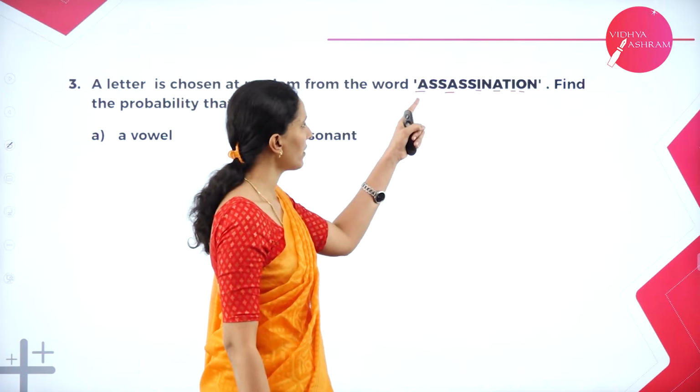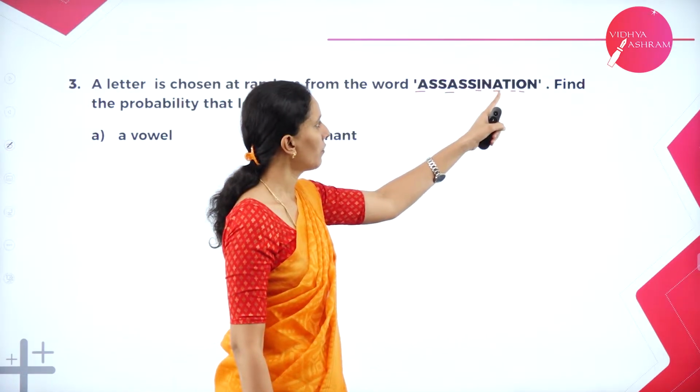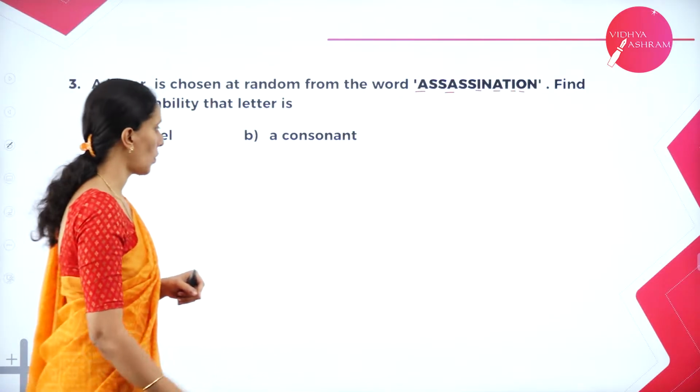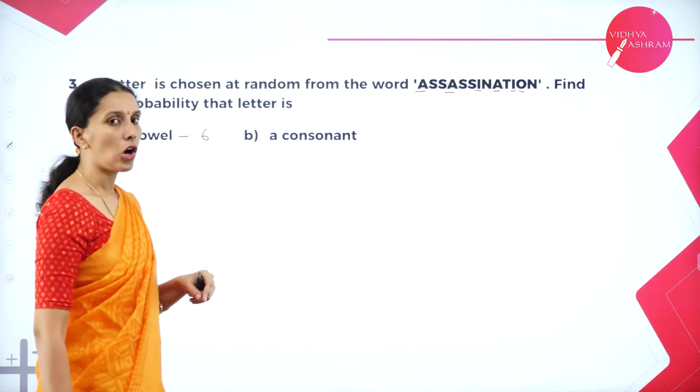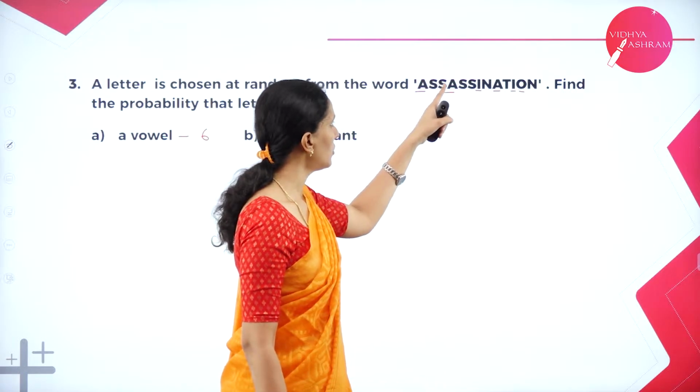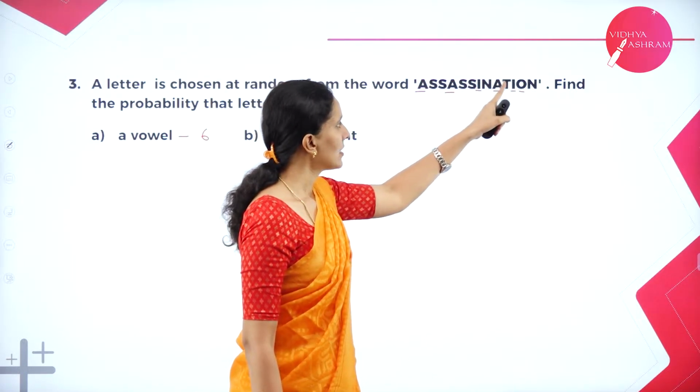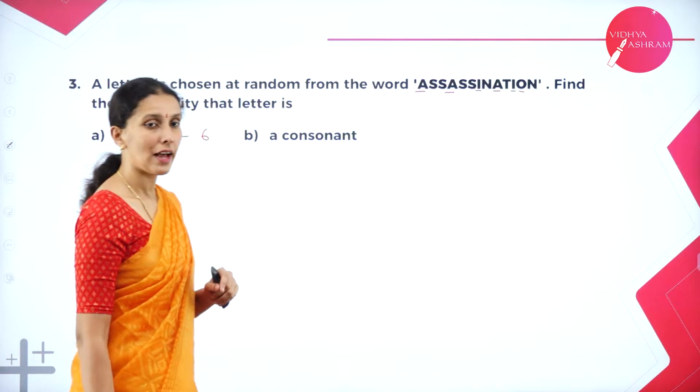How many vowels do we have? 1, 2, 3, 4, 5, 6. We have 6 vowels. And consonants, how many consonants do we have? 1, 2, 3, 4, 5, 6, 7. So we have 7 consonants.